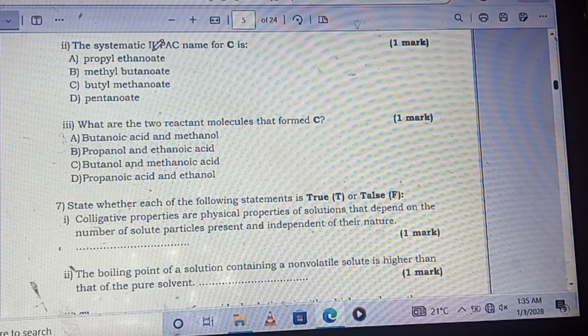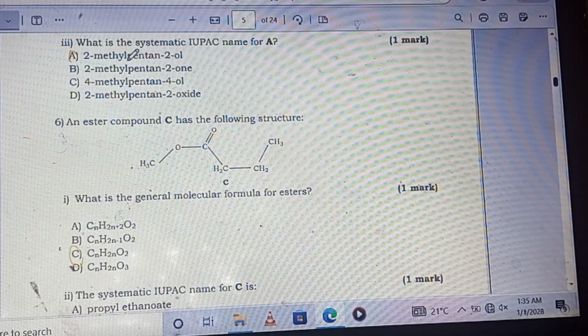II. The systematic IUPAC name for C is... this is C.